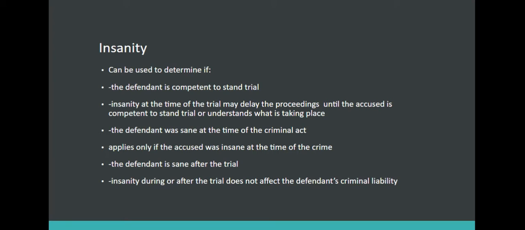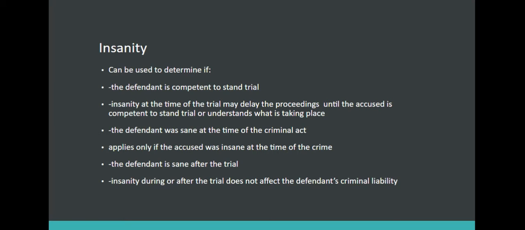So, is this a permanent state of mind, or did it happen in regards to this specific incident, and at some point in time, the defendant will be able to stand trial. Okay, was the defendant sane at the time of the criminal act? All right, that's the big one. Were they sane or were they insane? It applies only if the accused was insane at the time of the crime. So the insanity defense only applies if the accused was insane at the time of the crime.